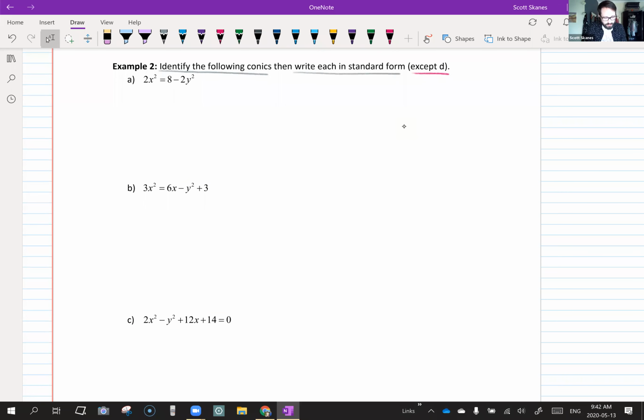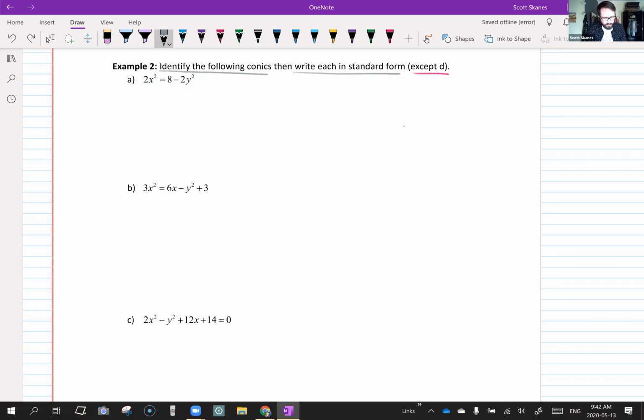So what kind of conic is this? I can tell you right away it's a circle. How do I know it's a circle? Because I'm looking at the x squared and it has a 2. Looking at the y squared, it has a 2. Nice to see you, Abdulaziz.